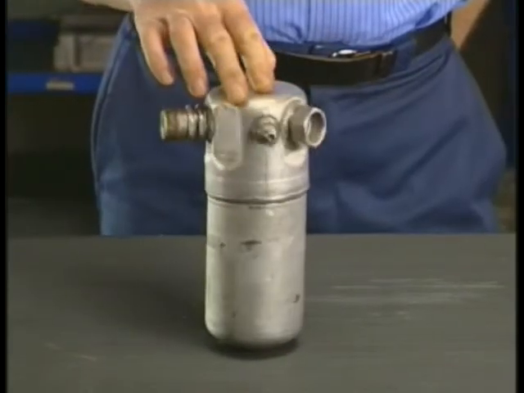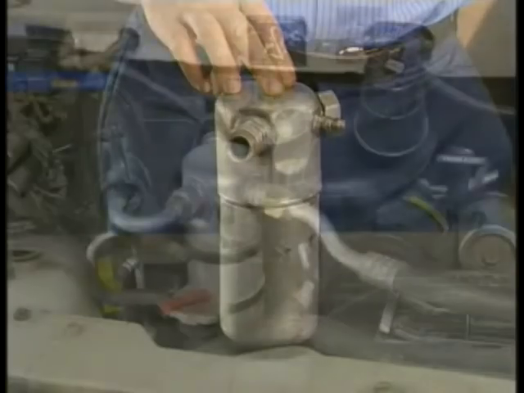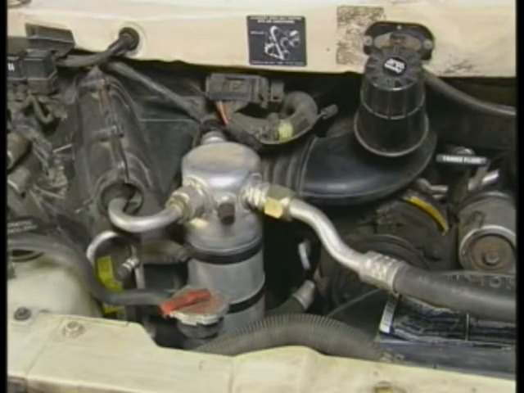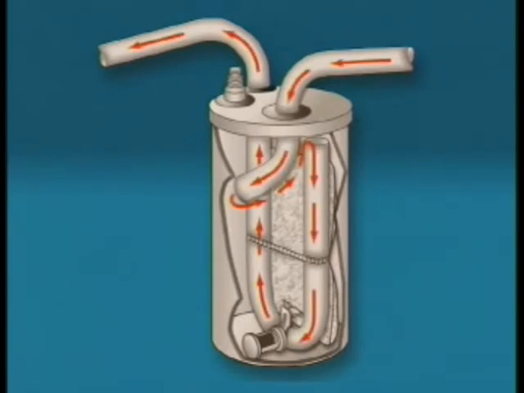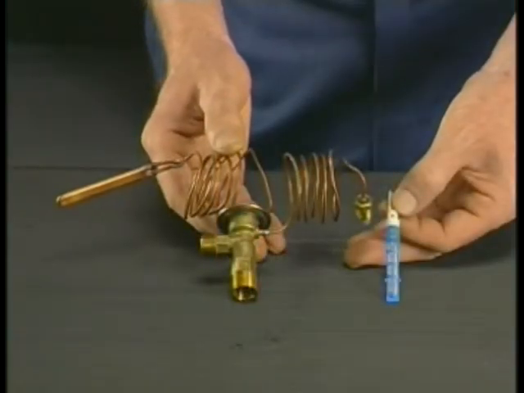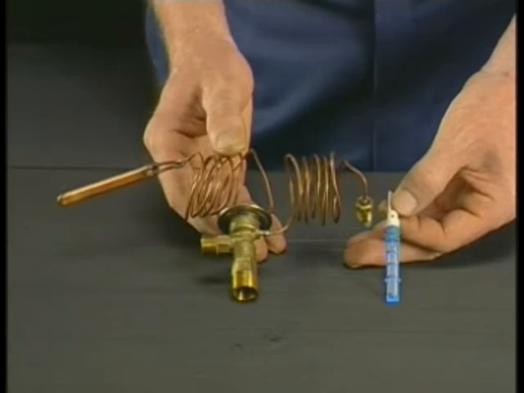Accumulators, though similar in function, are located on the outlet side of the evaporator. The accumulator is used to trap excess liquid refrigerant and prevent it from reaching the compressor. Accumulators are used on systems that use an orifice tube as an expansion metering device. The high-pressure liquid from the compressor is metered either through the thermal expansion valve or an orifice tube to provide the refrigerant necessary to cool the interior of the car.